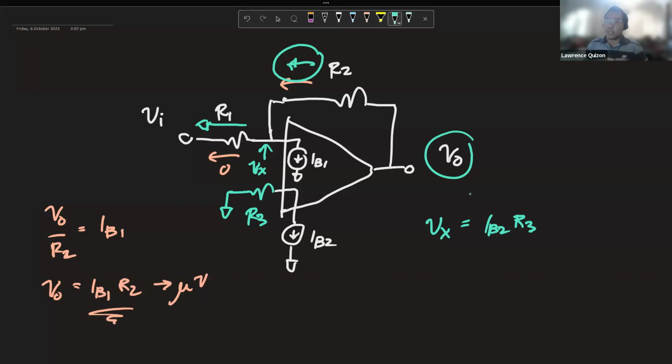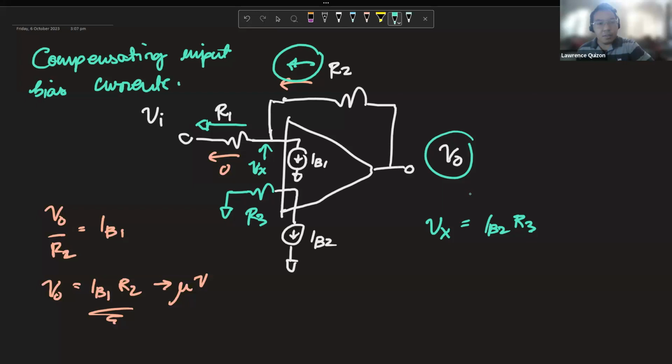So, I hope that one makes sense. Ang tawag ulit dito, compensating input bias currents, no? So that's how we compensate for the input bias current. Right? I'm not gonna put specific numbers here. Actually, yung sinasabi ng slide is R3 is R1 parallel R2.